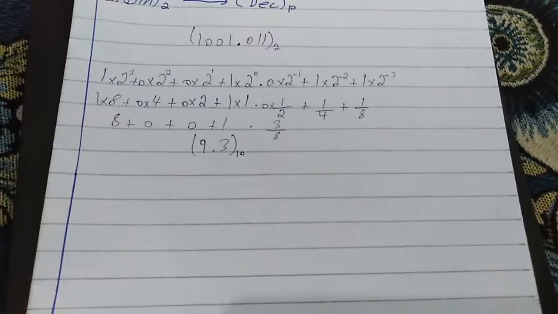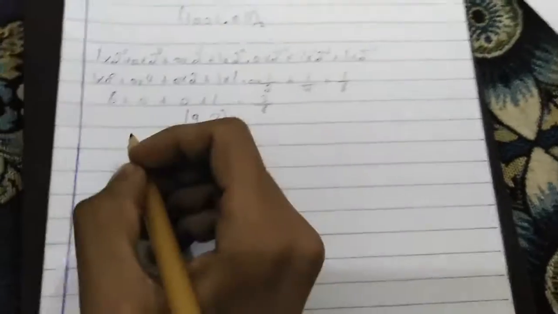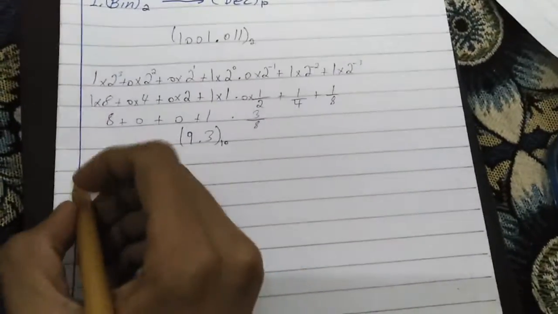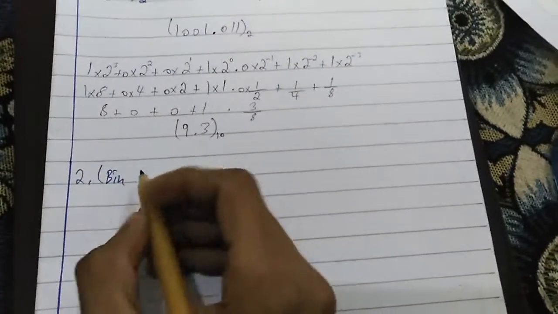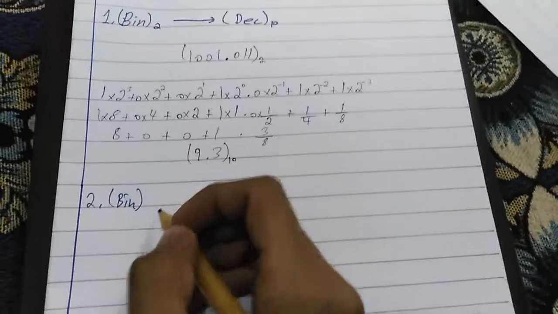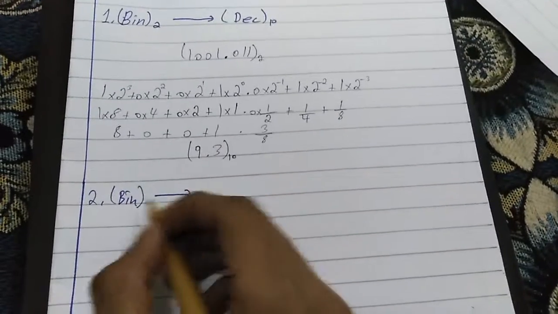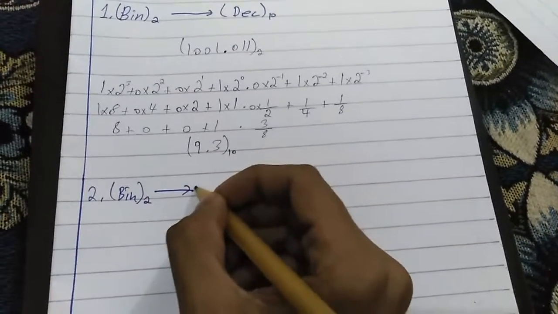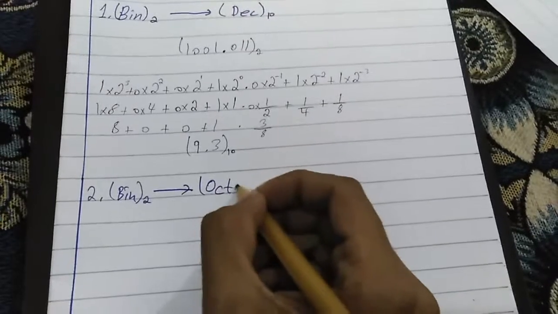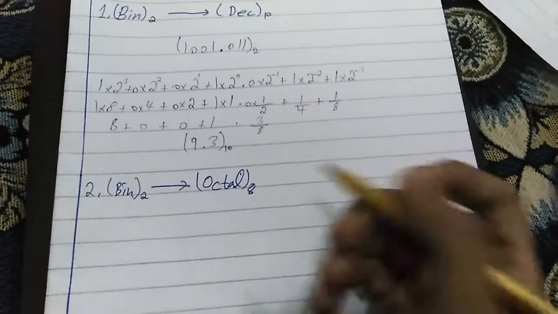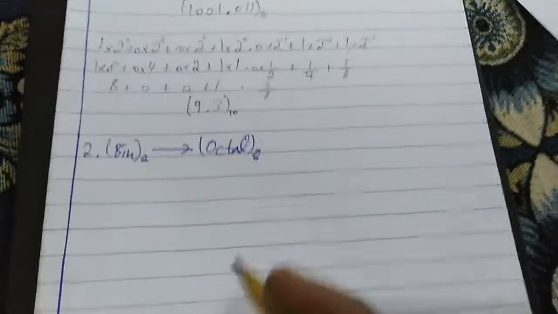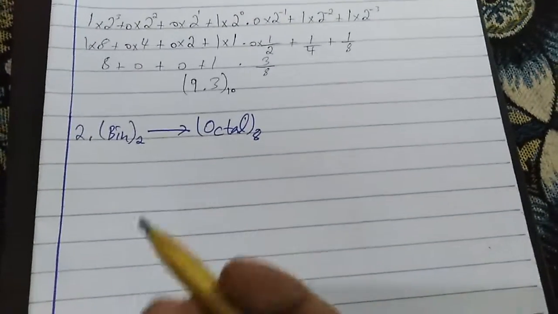Now as you see, the next step is to convert binary to octal. Let's take octal now. Binary number system to octal number system, where octal is base 8. Okay, we have to convert binary to the octal number system.